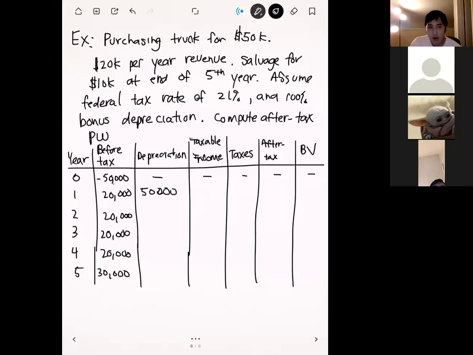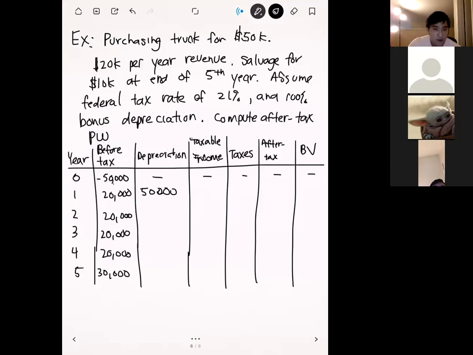And so, since we're doing 100% bonus depreciation, this means that we're going to depreciate the entire cost of the 50,000 right up front. And so, we have $50,000 in year one.